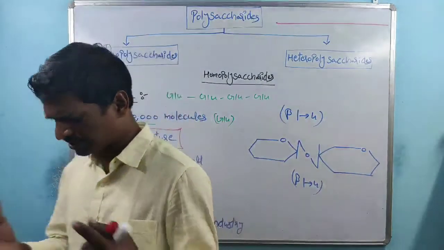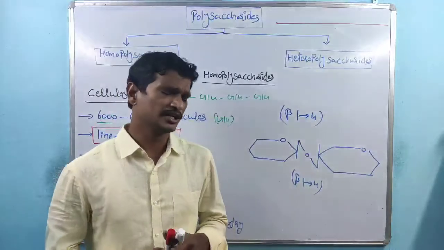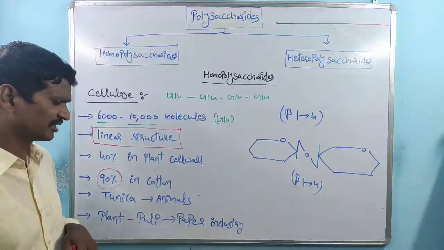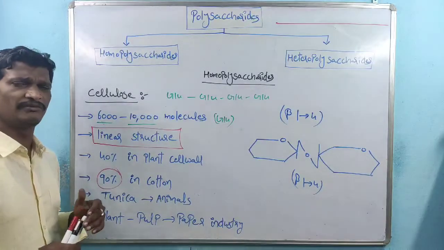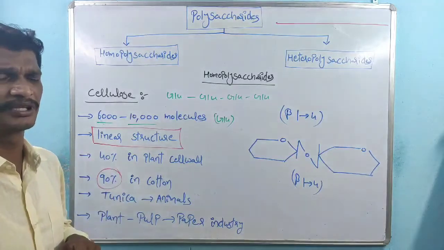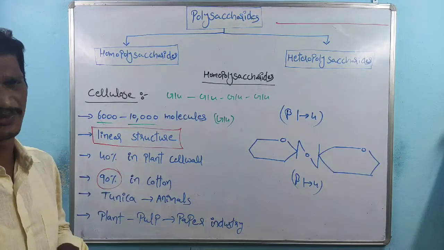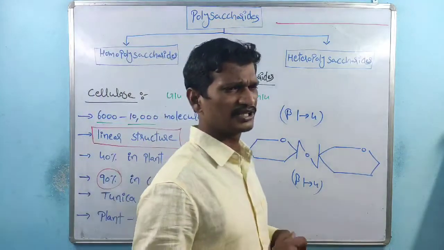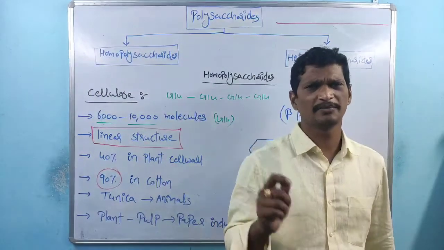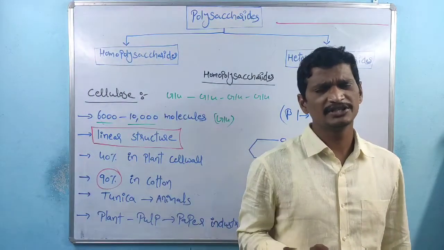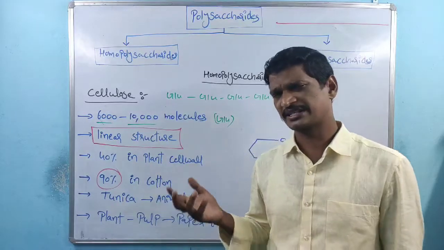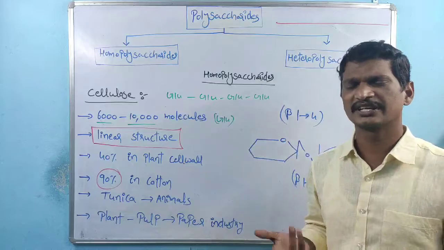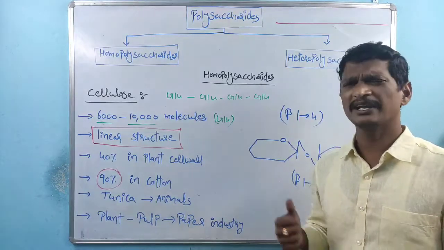So tunica, exoskeleton, that is nothing but exoskeleton. Especially in some animals, the tunica formation is done by the cellulose structure. And cellulose is a very important component for the paper industry. Because the white papers that we write on are especially made up of cellulose components. The paper industry extracts the cellulose components from the plants.